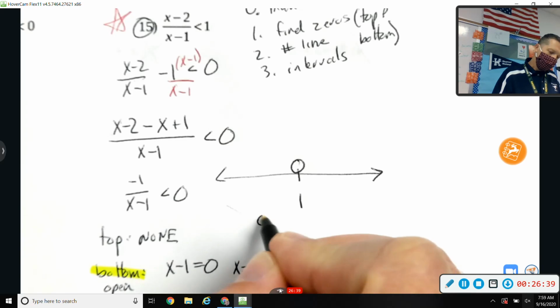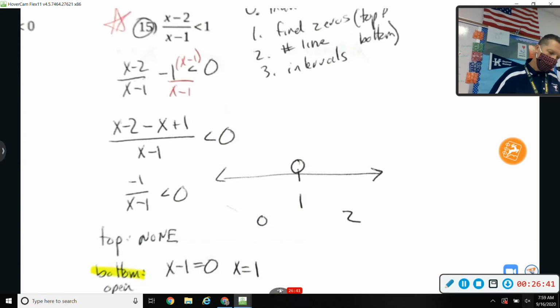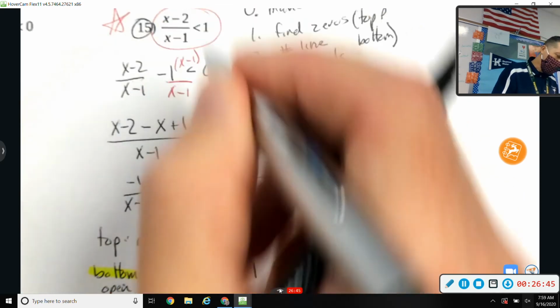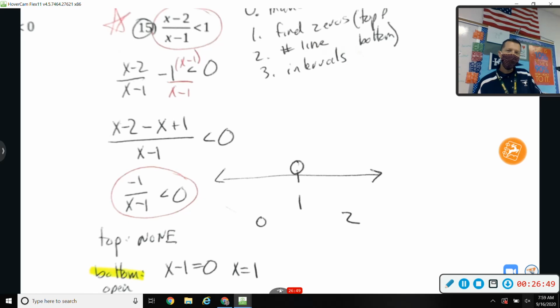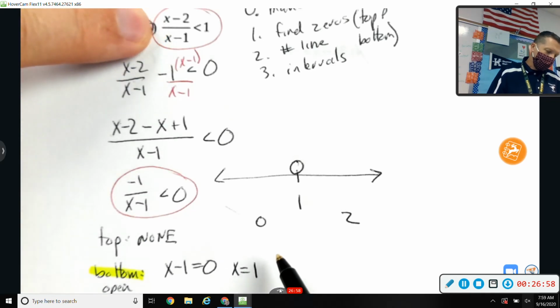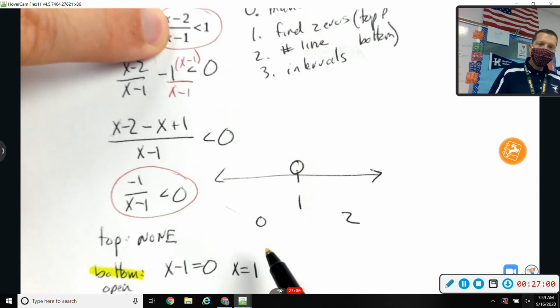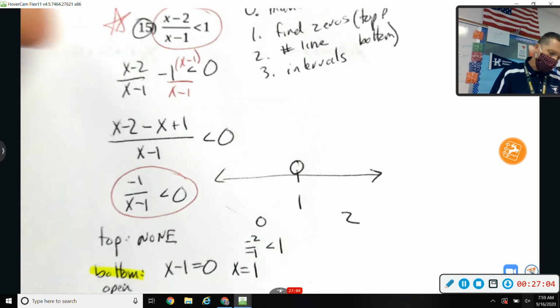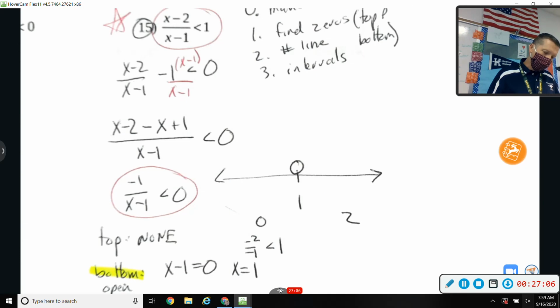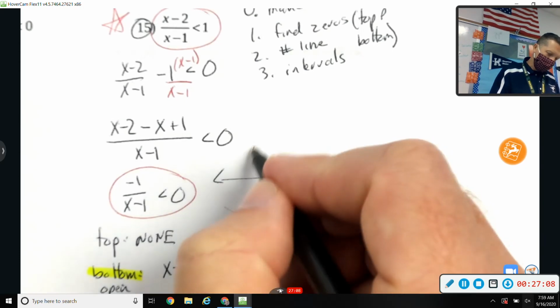So I'll check 0 and I'll check 2. I can check it in the original or I could check it in this one. It doesn't matter. It's maybe safer to check it in the original. Might be easier to check it in this one. Whichever. Check it in both. I'm going to check it in the original because checking 0 is easy anyway. So negative 2 over negative 1 is less than 1. 2 is less than 1. No, that is not true.